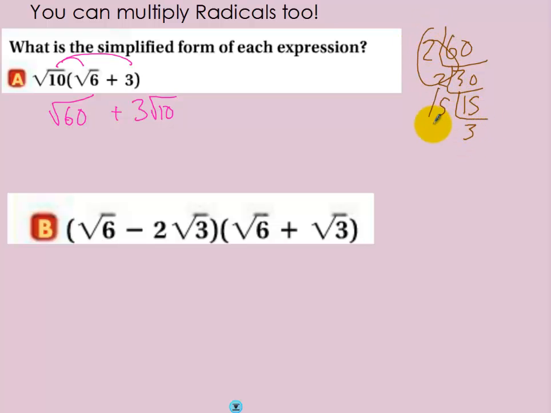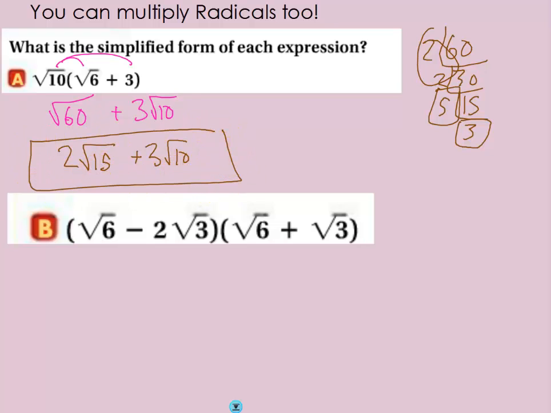So a pair of 2's and a lone 5 times 3, so that's going to be 2 square root of 15, plus 3 square root of 10. That doesn't simplify anymore because that 15 and 10 do not combine. So I'll leave my answer like that, and that is the simplified form. Now try this other one.